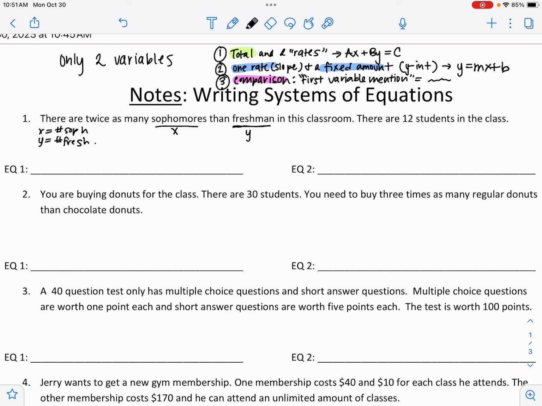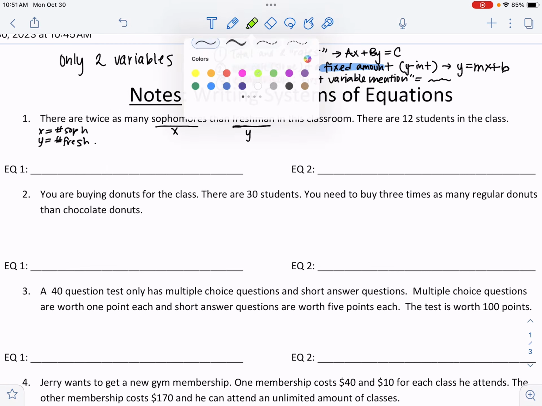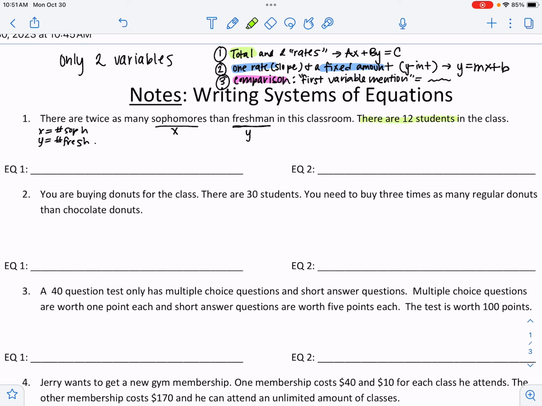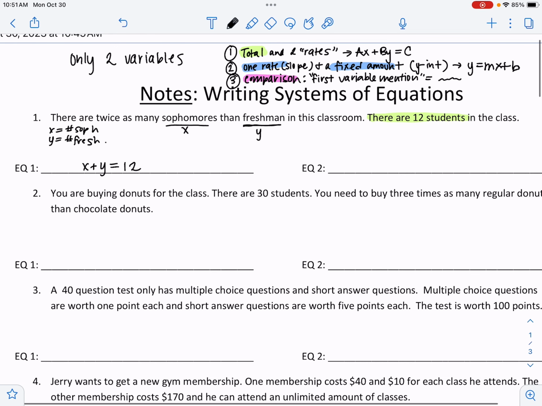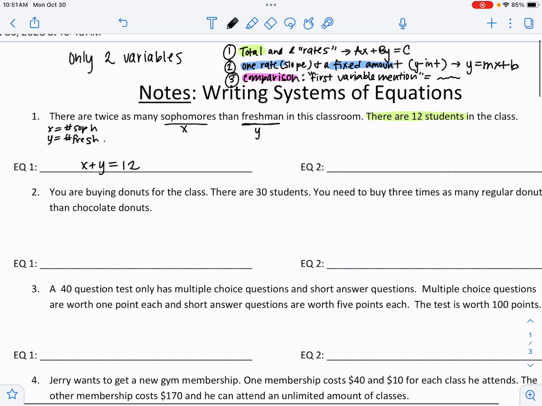Okay, and so this sentence that says there are 12 students, that's a total. I don't know the number of sophomores and I don't know the number of freshmen, but if I add them together, X plus Y, I'm going to get a total of 12 students. Once you use that 12, you're not going to use the 12 in the second equation. You only get to use each number once. And then my second equation is also going to be an equation involving X and Y.